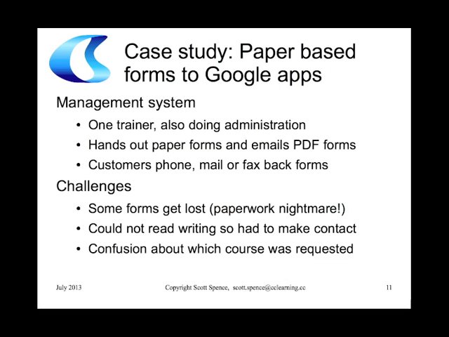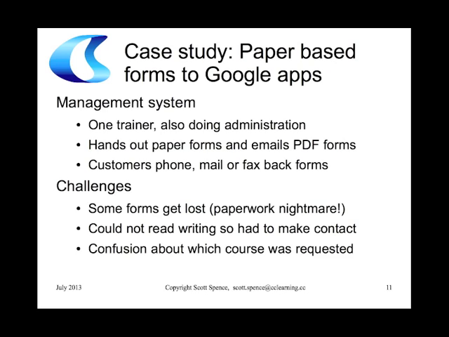The second case study is about paper-based forms to Google Apps. This is not going to a dedicated booking system, but going to Google Apps, which can provide an option of having forms that go into a spreadsheet. So it's one trainer doing their administration. They hand out paper forms, and they sent PDF forms via email, which people then printed and faxed in, or printed and posted in, or printed and scanned and emailed in. Multiple ways this information was coming in, but generally all via a handwritten form.